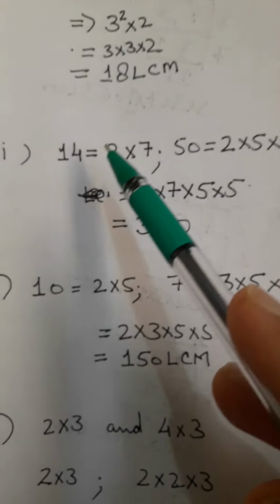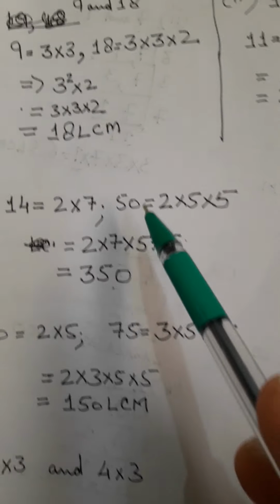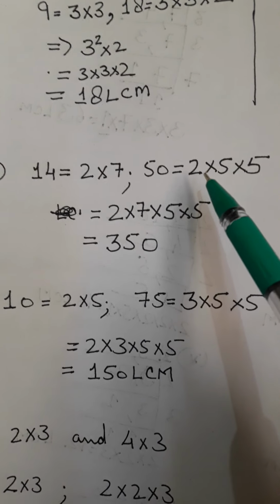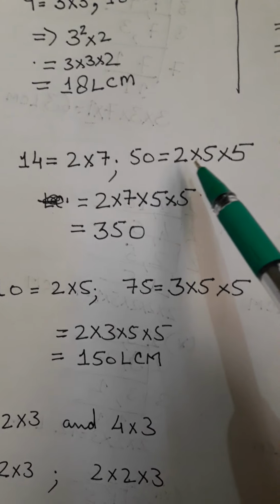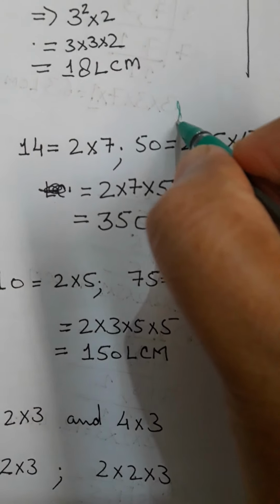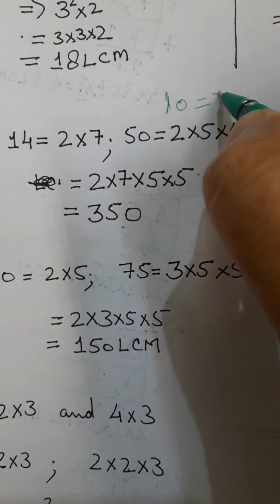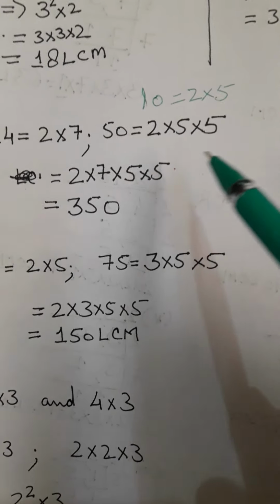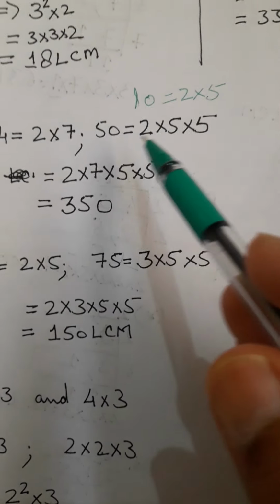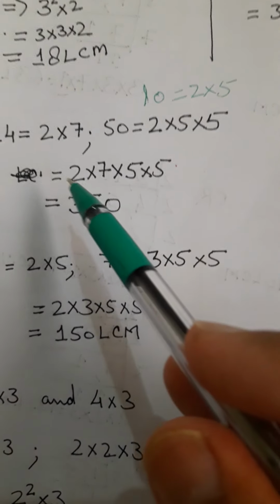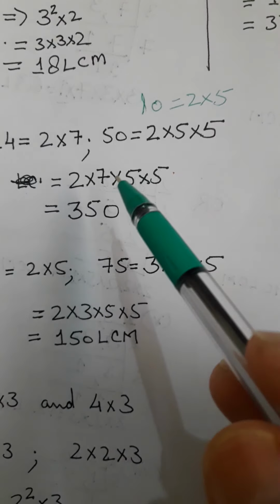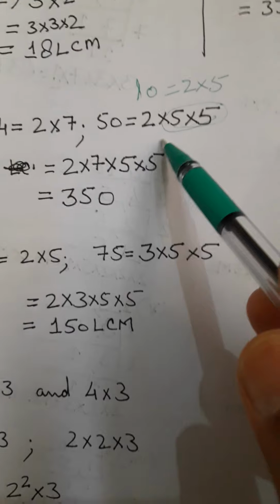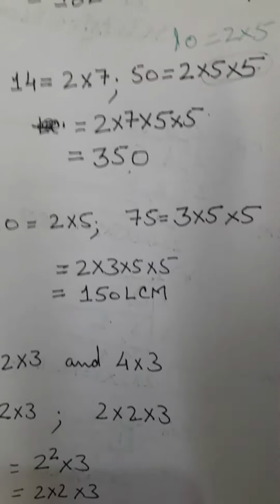14. So 2 into 7, both are prime numbers. 50. 50 is 10 into 5, right? But 10 is not a prime number, so we'll further break 10 into prime factors. So how can 10 be broken into prime factors? 2 is a prime number, 5 is a prime number. Both of them are the prime factors of 10. So 2 into 5 is 10, into 5. So what is common? 2 is common. What is uncommon? 7 is uncommon. And what else is uncommon? 5 into 5. Just remember this 5 into 5 whole thing has to come down. And you multiply, you get the answer.